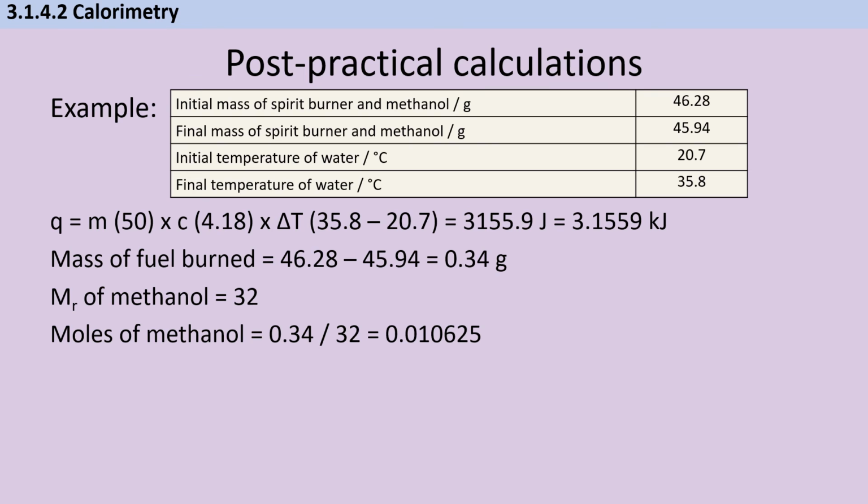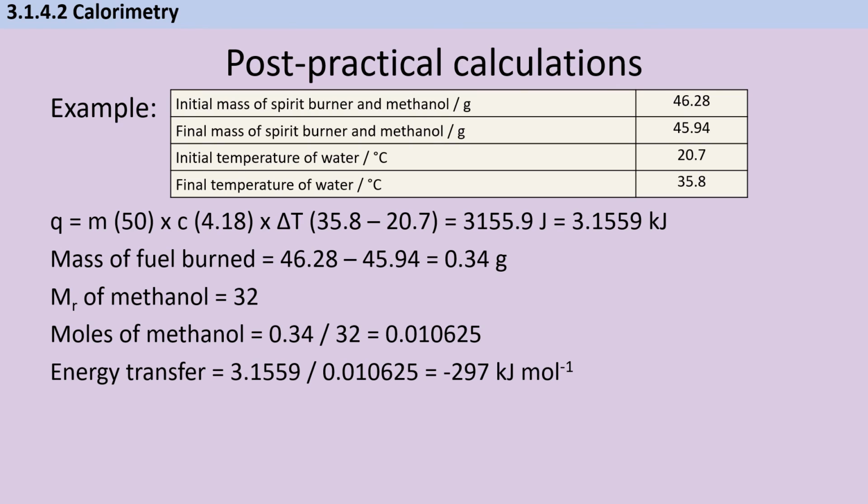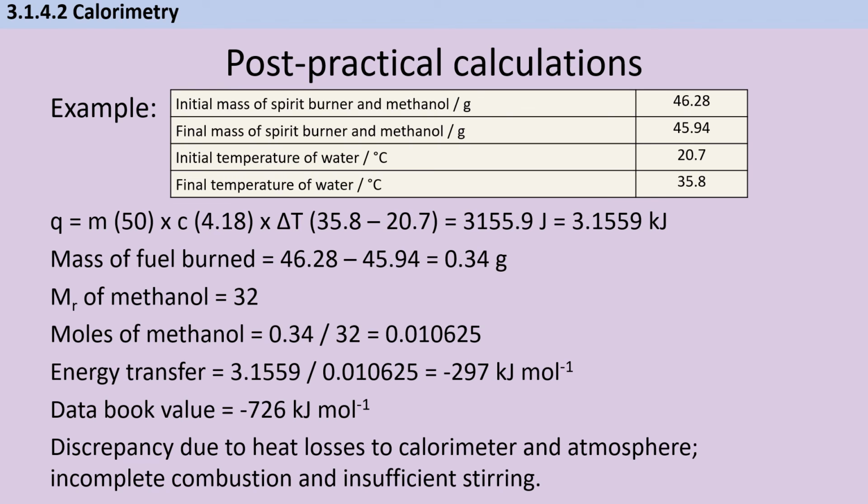Then I can take that number of moles together with the energy that's been released to work out an overall energy transfer. In this instance, that's -297 kilojoules per mole. Now, is that a reasonable answer? Well, actually, our data book value is -726. So it's a much more negative value. It's a much more exothermic value. Why is that? This is because of heat losses to the calorimeter and the atmosphere, incomplete combustion, and also potentially insufficient stirring.